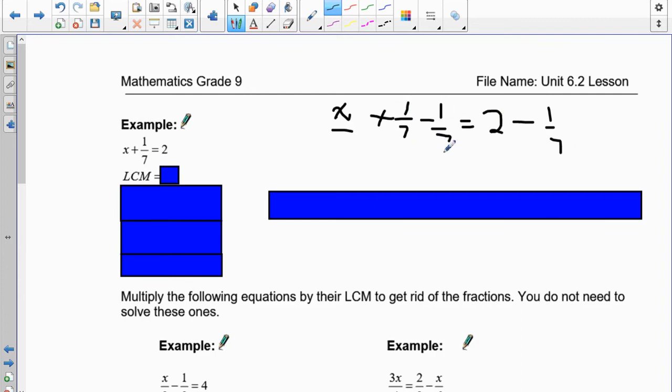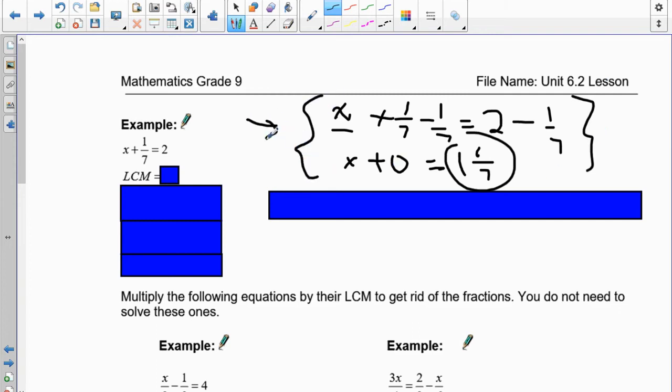So 1/7 take away 1/7 gives me x plus 0, right? And 2 take away 1/7 gives, that's supposed to be equal. 2 take away 1/7 is 1 6/7, and your calculator would show you that. So what I end up getting is x is equal to 1 6/7. Now, if you're going to be using your calculator to do it, that's the easiest way to do it, and I recommend this. But for grade 10, you've got to be able to get rid of this 7 down here.